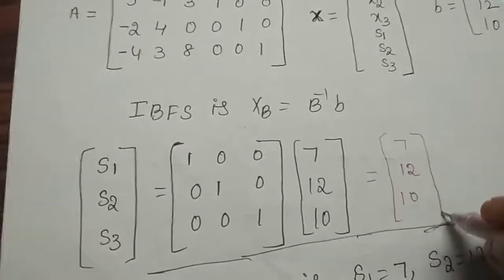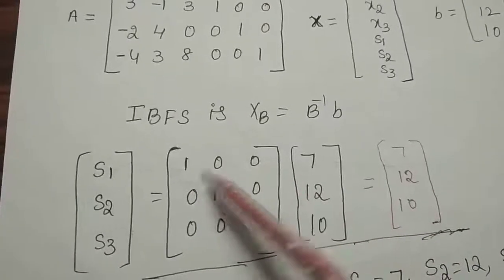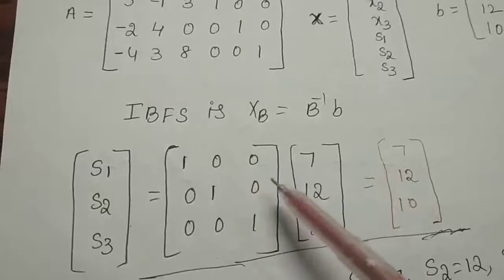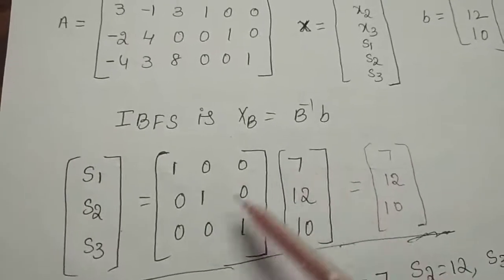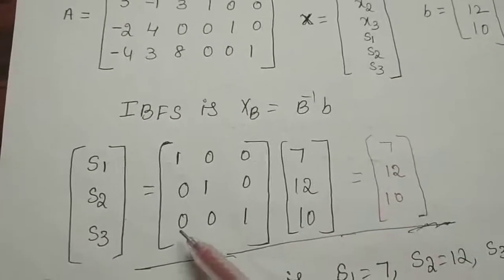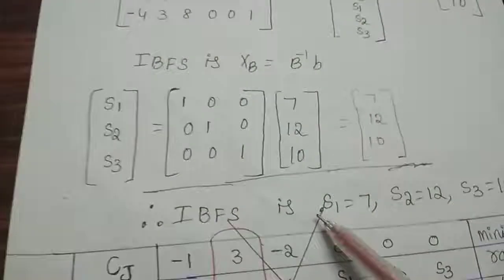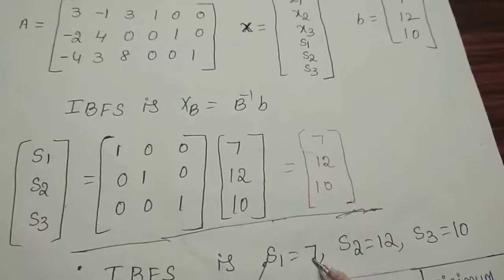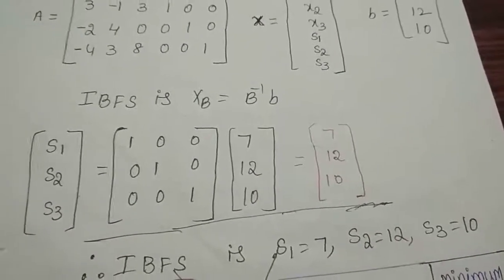That is, we are multiplying first with the first row 1 0 0, that is 1 into 7 plus 0 into 12 plus 0 into 10, we got the value 7. 0 into 7 plus 1 into 12 plus 0 into 10 equals 12. Next, 0 into 7 plus 0 into 12 plus 1 into 10 equals 10. So therefore the initial basic feasible solution is S1 equal to 7, S2 equal to 12 and S3 equal to 10.